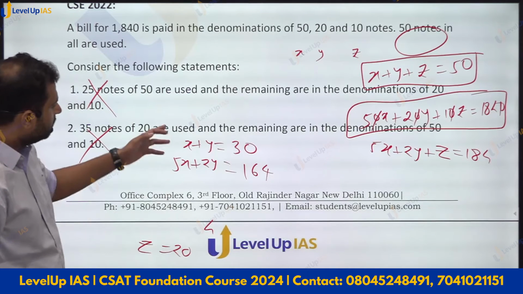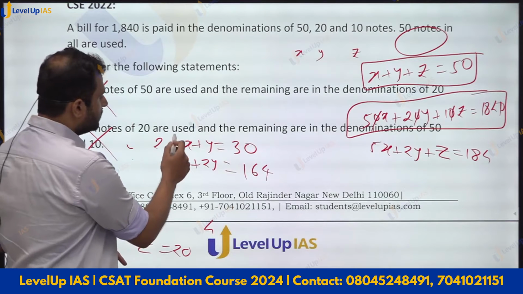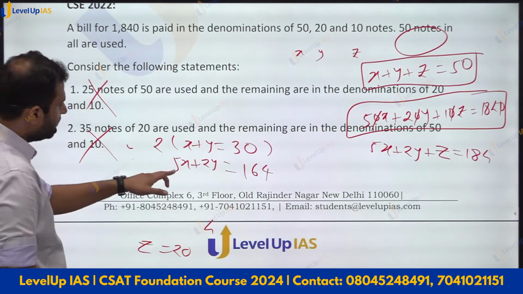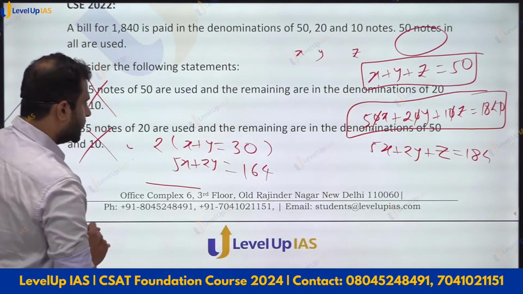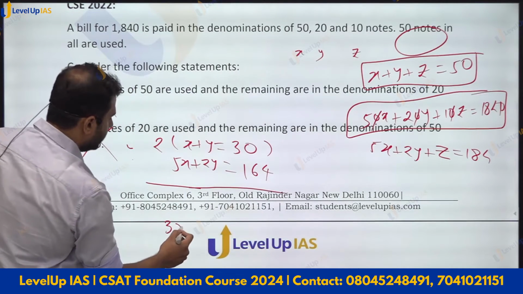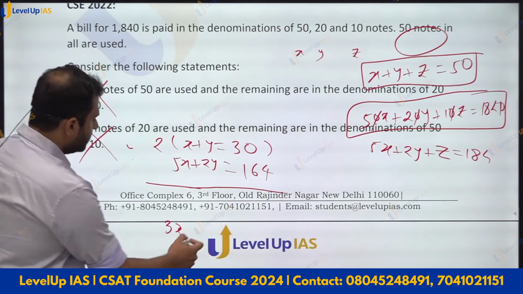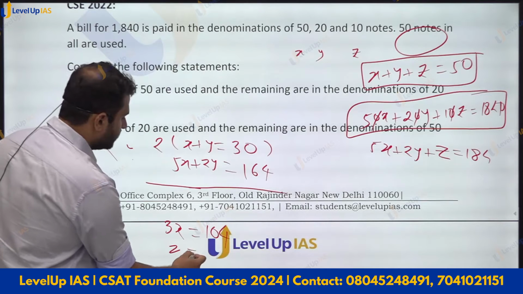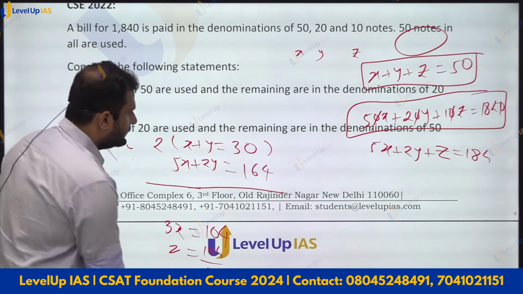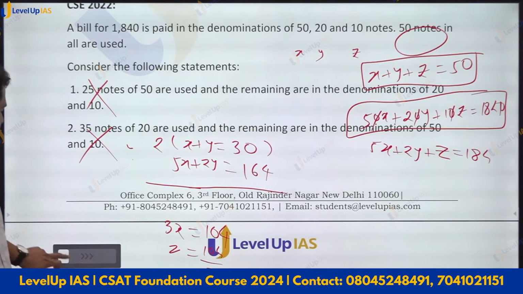How do we solve? We multiply this equation by 2 and subtract from this. So what do we have here? 5x minus 2x is 3 times x, 2y minus 2y is 0, and 164 minus 60 is 104. Again, what is x? x is equal to 104 by 3, a fraction. Is it possible to have fraction notes? No. So this statement is also wrong.